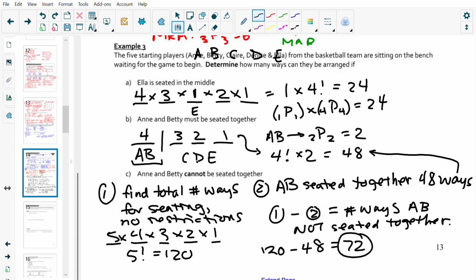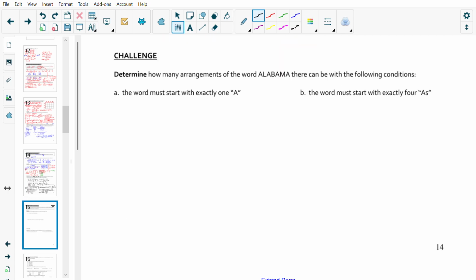Usually this is a nice little trick where you find the no restrictions case and then find the analog or the inverse of the restrictions case for the particular case, like here, how many ways they're seated together. Then you subtract and you end up getting the answer that you want where it's not seated together, okay? Next page. Permutations requiring cases.